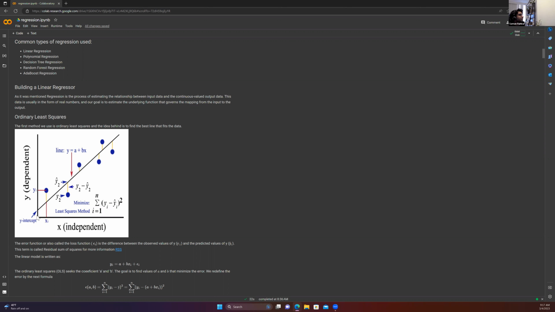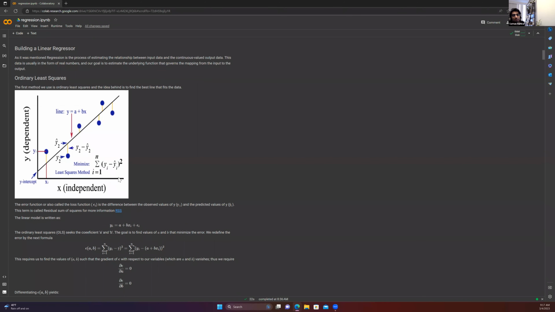We want to fit a straight line to these data points. And this straight line would basically explain the relationship between these two variables, X and Y. In order to do that, we use different techniques, but in its simplest term, this is called linear regression.